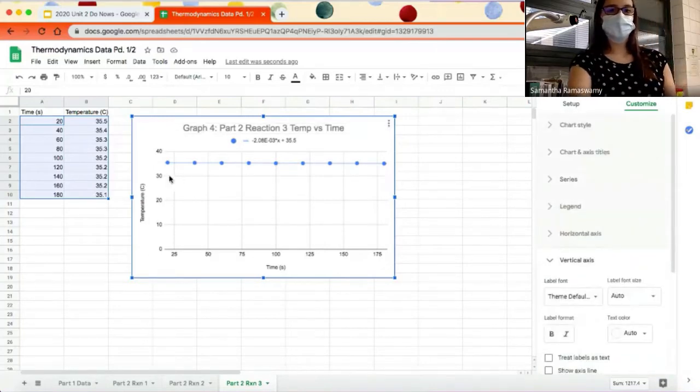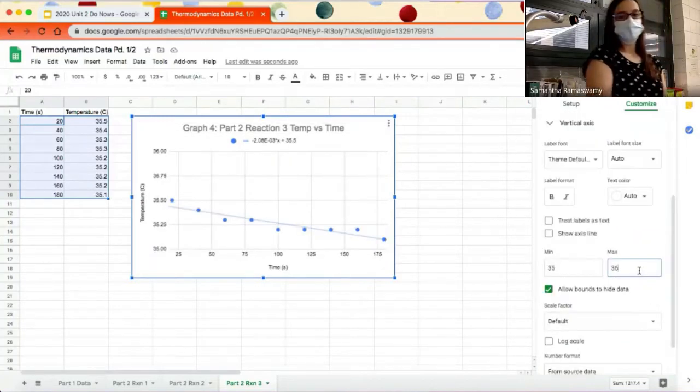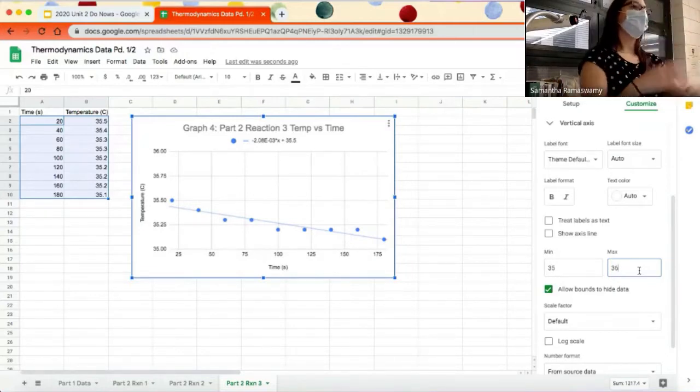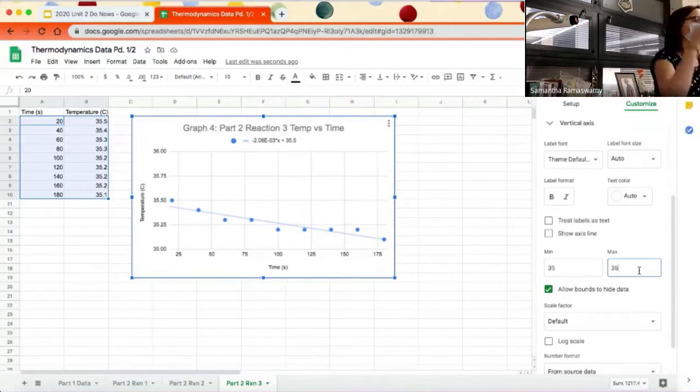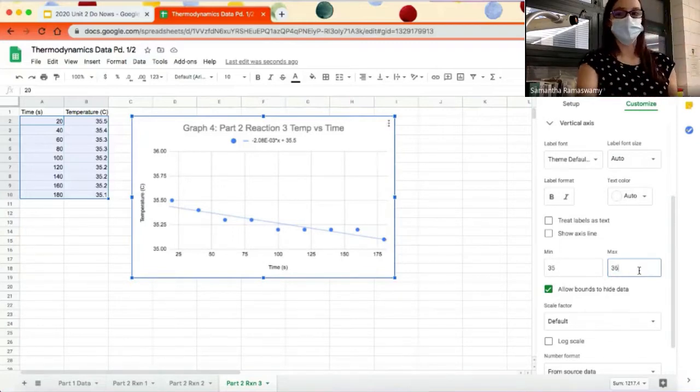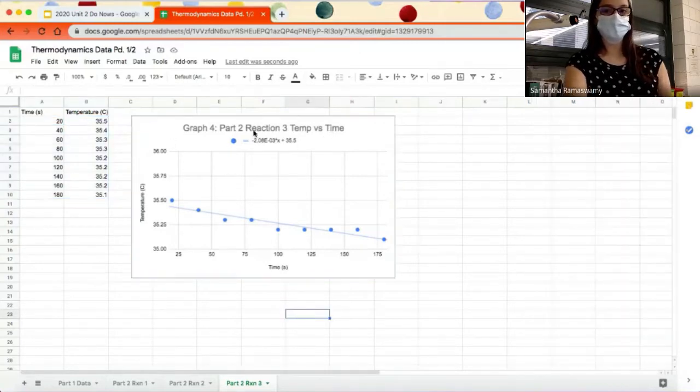And then lastly, I'll go to vertical axis, and I'm going to change the scale. So before it looked like all of the points were pretty much on the line. When we zoom in on our graph and we make it fill up as much of the graph as possible, then we really see, okay, the line doesn't fit every single data point. So now, this was our fourth graph.